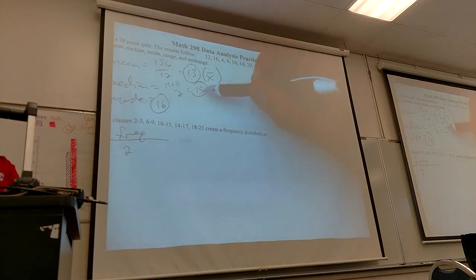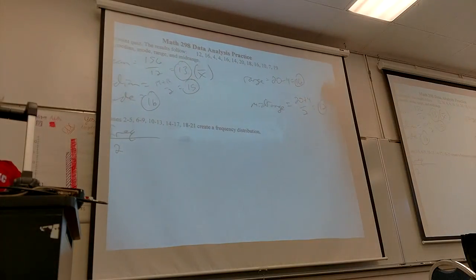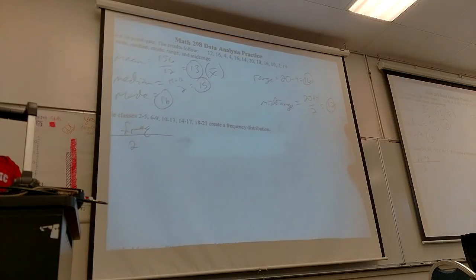So all these are different measures of center, and they all come out a little different. Of course, that's the idea. So how are we doing there? Any questions on that first part?